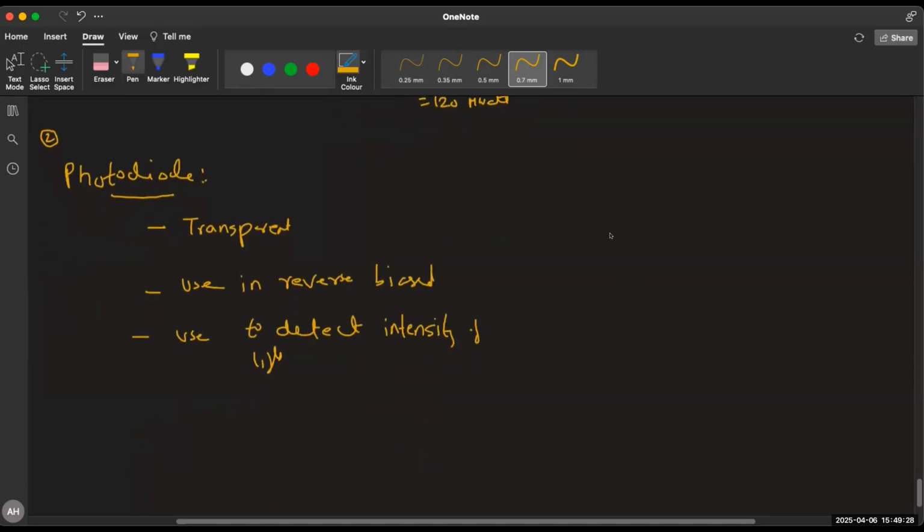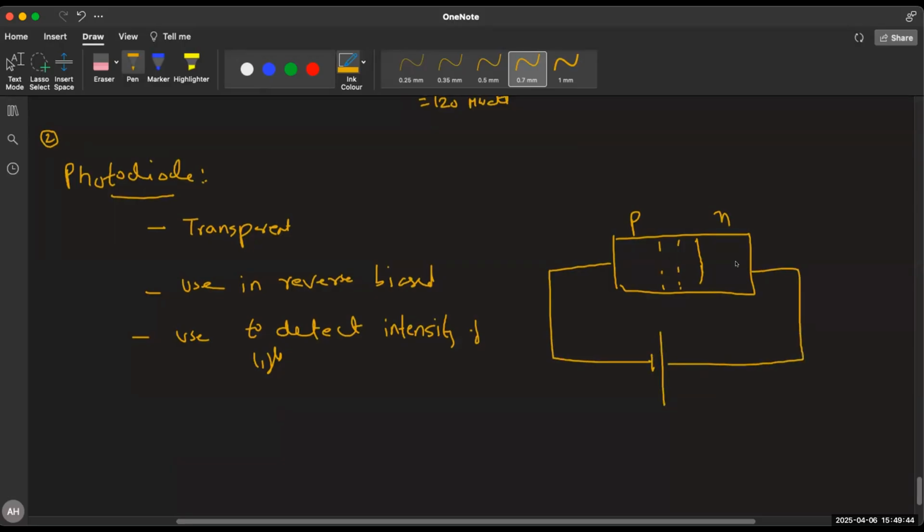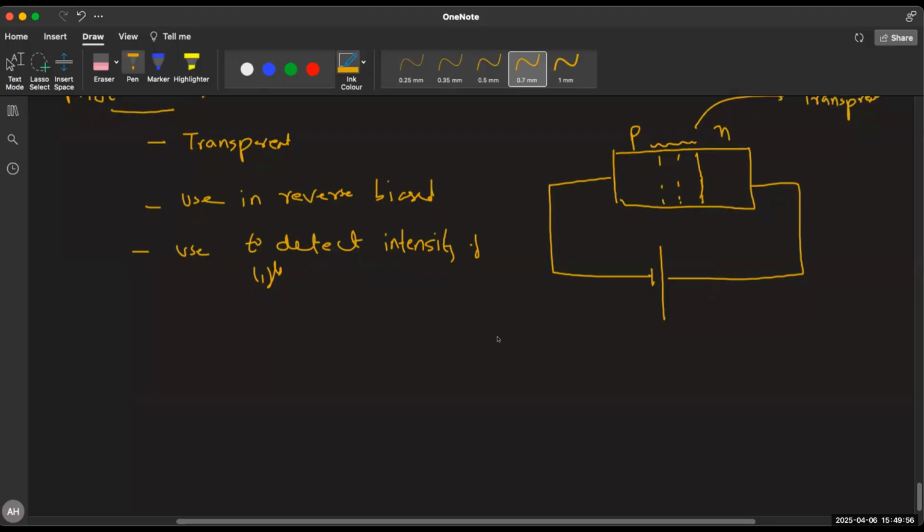See how it works. The normal PN junction diode. This is P side, this is N side. You connect P side with the negative terminal of the battery and N side with the positive terminal. This is reverse bias. And this whole portion is transparent, so that you can incident light over it.